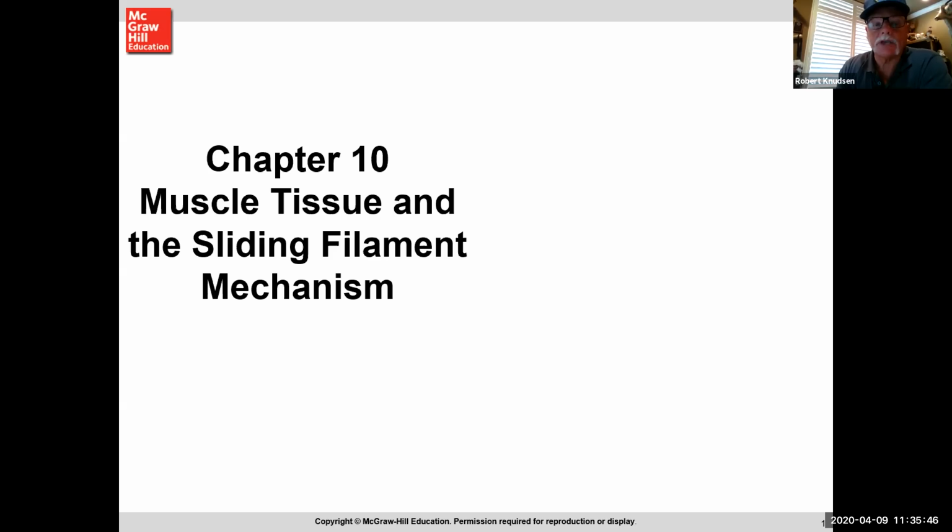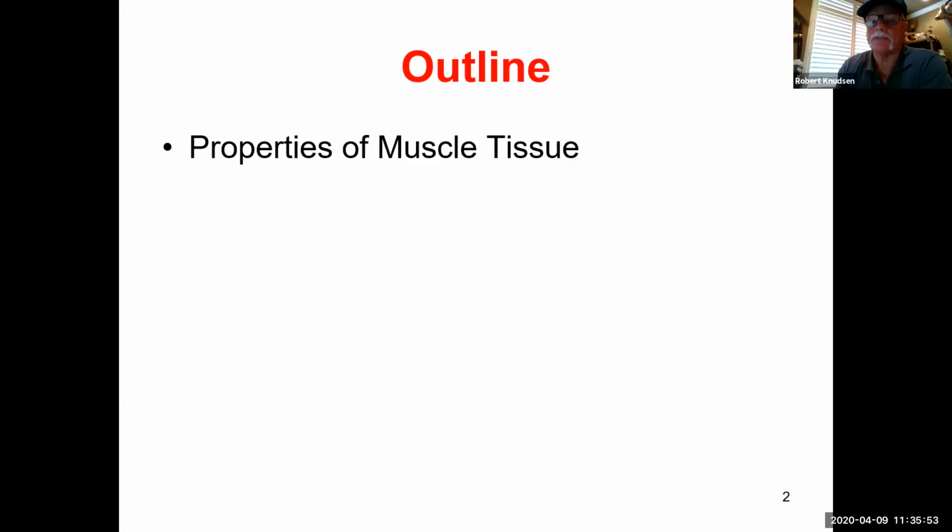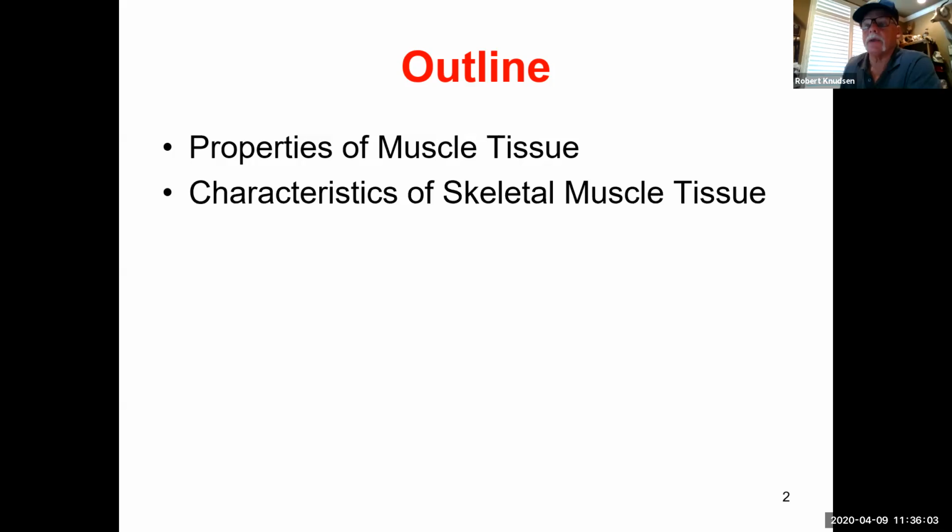Okay, it says chapter 10, muscle tissue and sliding filament mechanism. We're going to talk about properties of muscle tissue. You already know this, okay? Contractibility, extensibility, that kind of stuff. Now, we had to pick one of the three muscle types. So I picked skeletal muscle since that's the easiest one to identify, and it's the one that we've been talking about in lecture, okay? Because there's most of it.